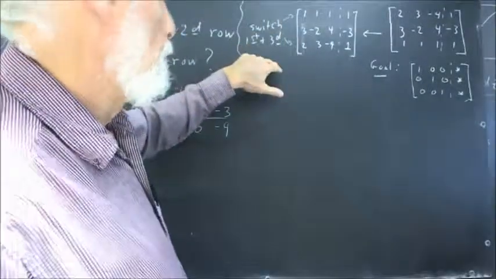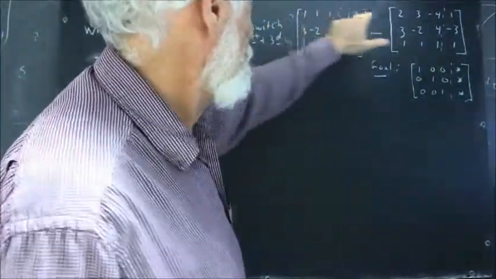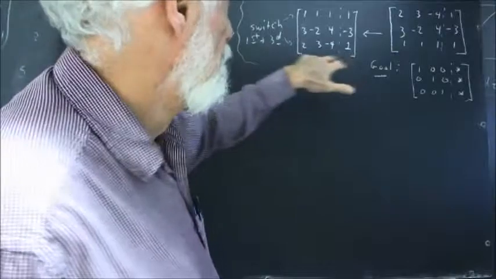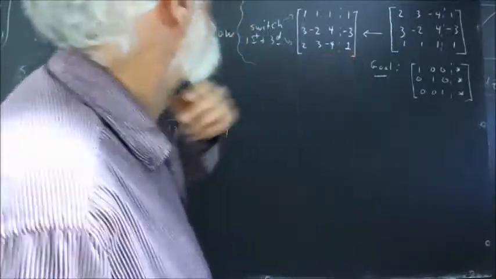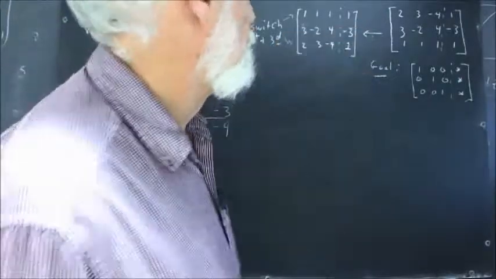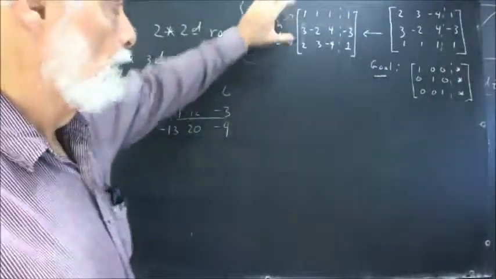But here's what you get. We just have the 1, 1, 1, 1 as our first equation now instead of our third, and our first equation goes down to the third, so we get the 2, 3, negative 4, 1 in the third row. Okay, second row stays the same. So we switched the first and the third equations.